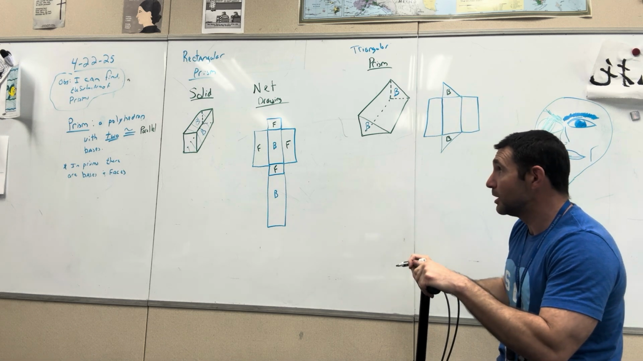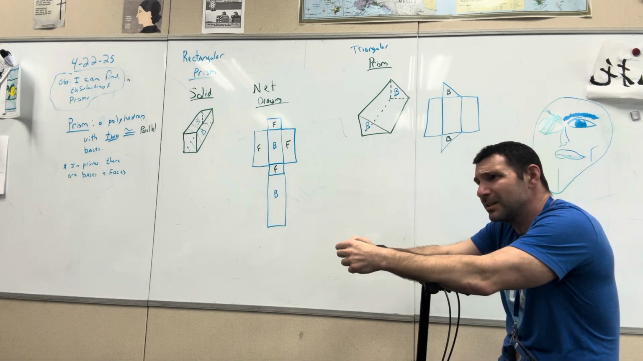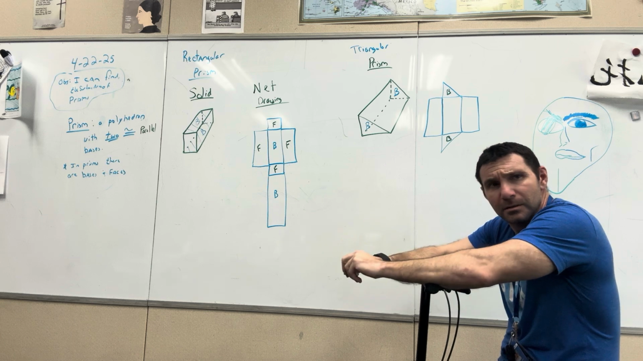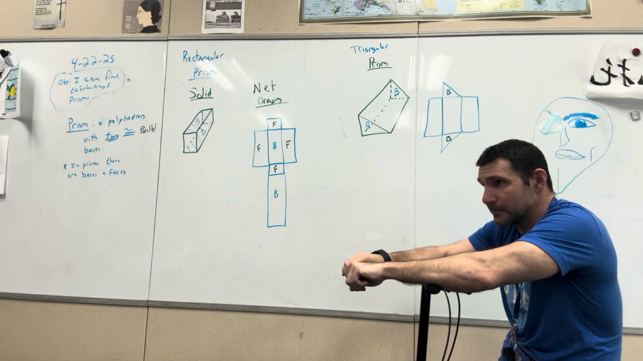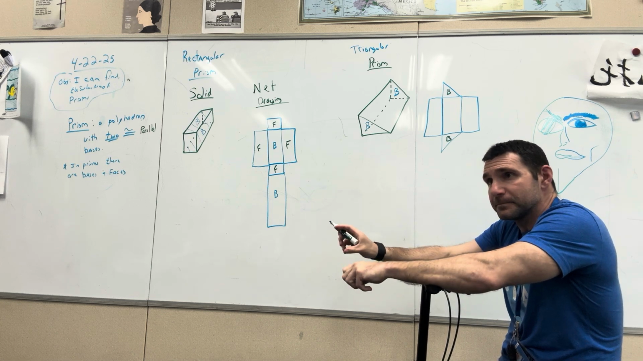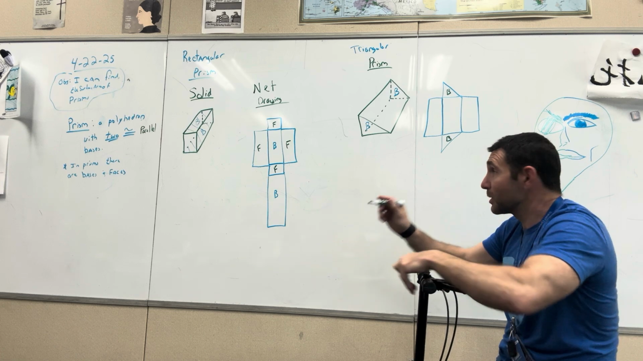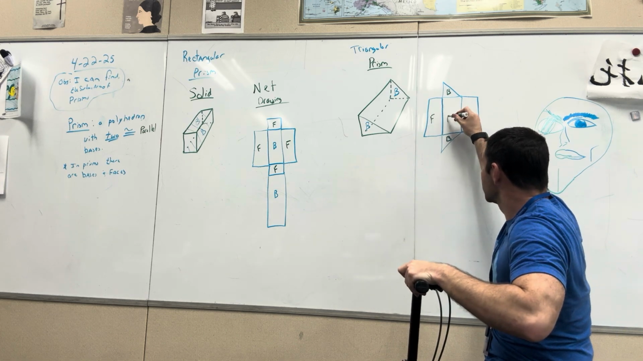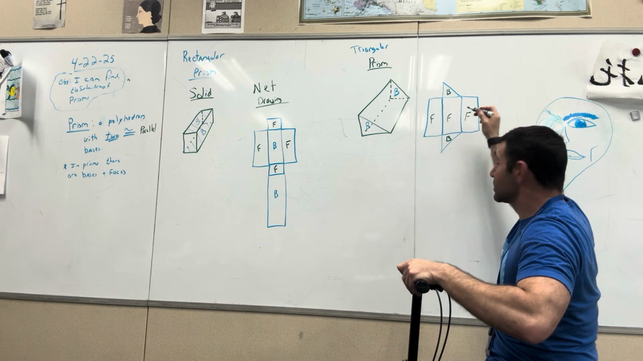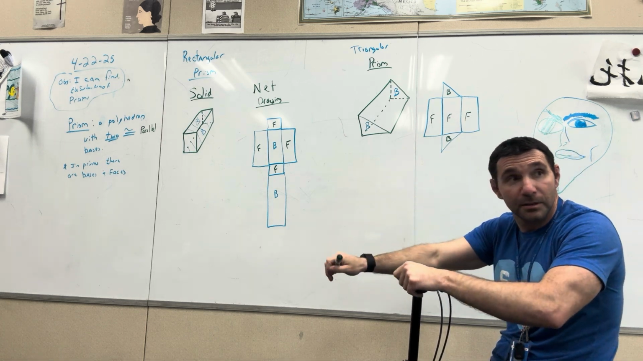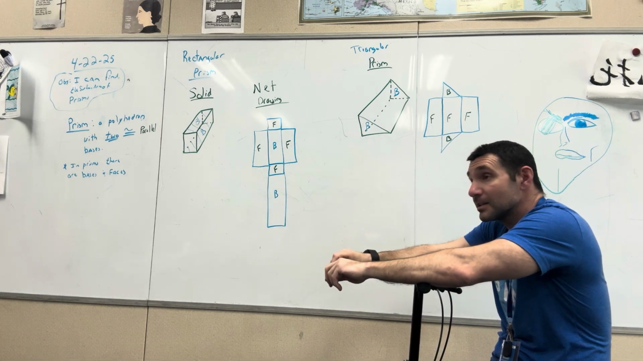That's important. Notice, am I using little b? No. There's a reason. What are the faces then? The rectangles, all the other stuff. So in a prism, there will always be two bases, and then however many faces.